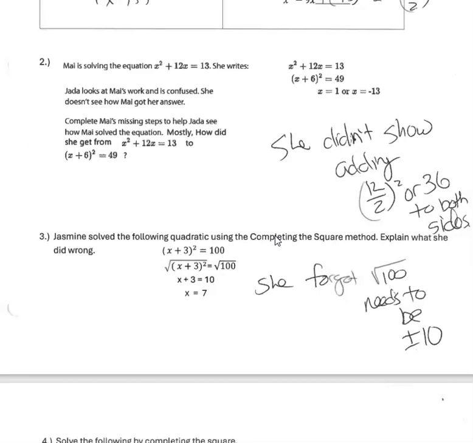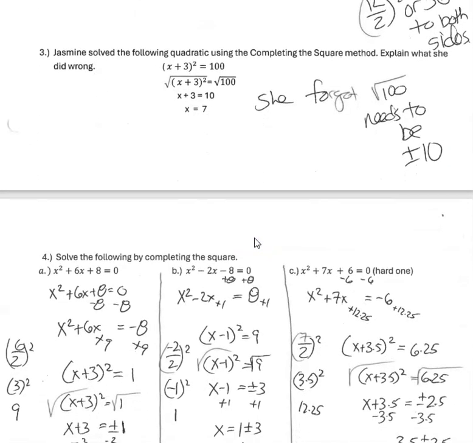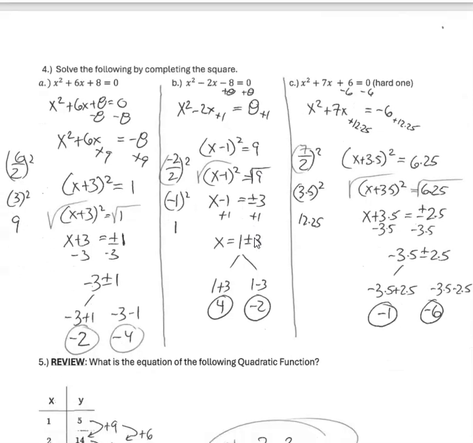The next one, when you're solving this by square rooting, do not forget the plus or minus. This person, when they were solving by square rooting, they only got one answer because the square root of 100 was plus or minus 10. They thought it was just 10. So that is why they ended up with only one answer instead of 2.